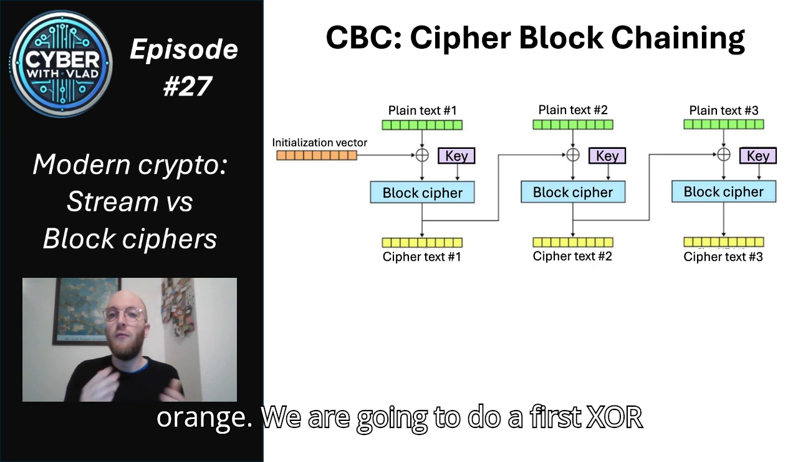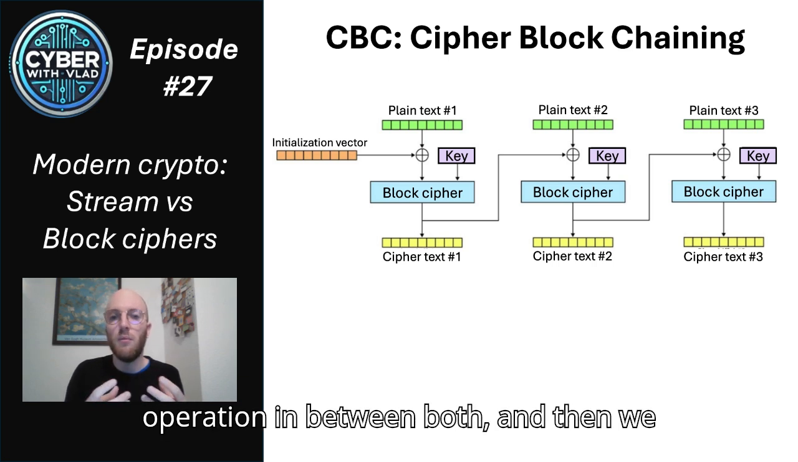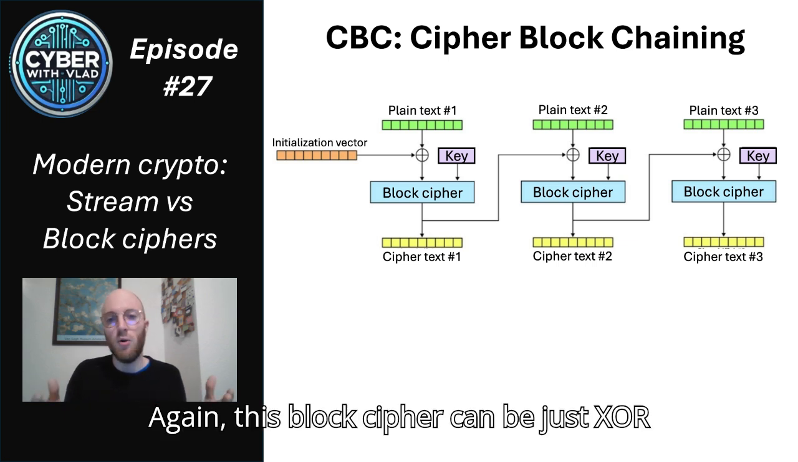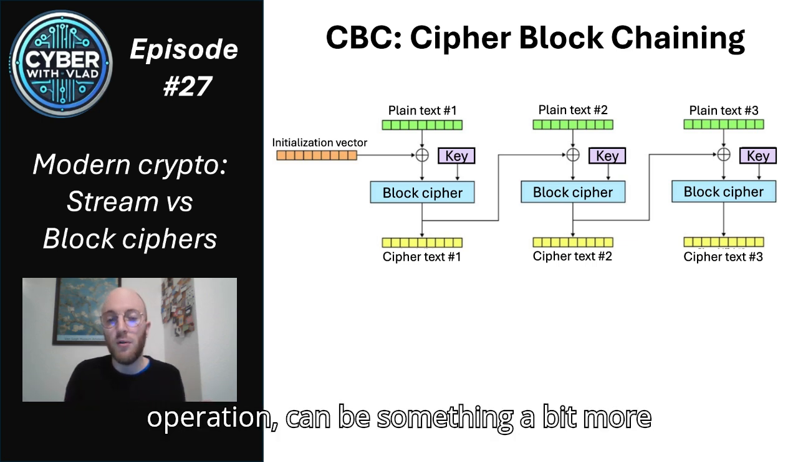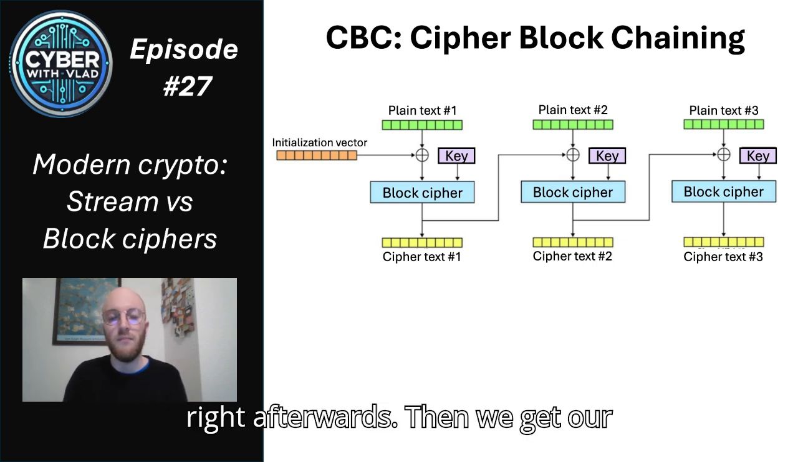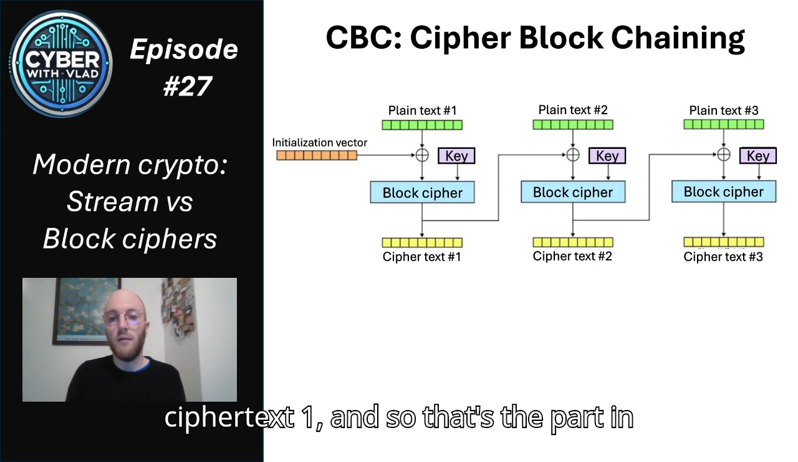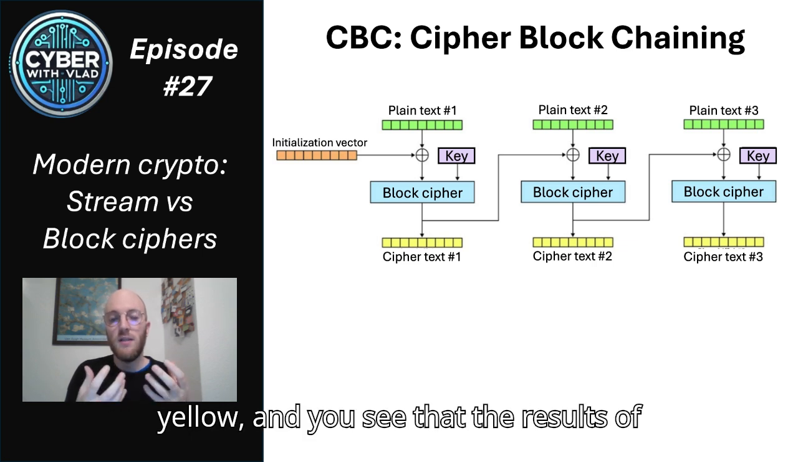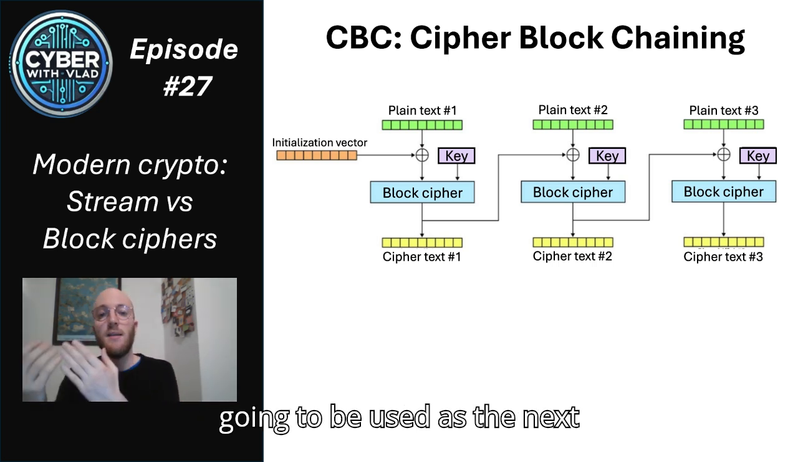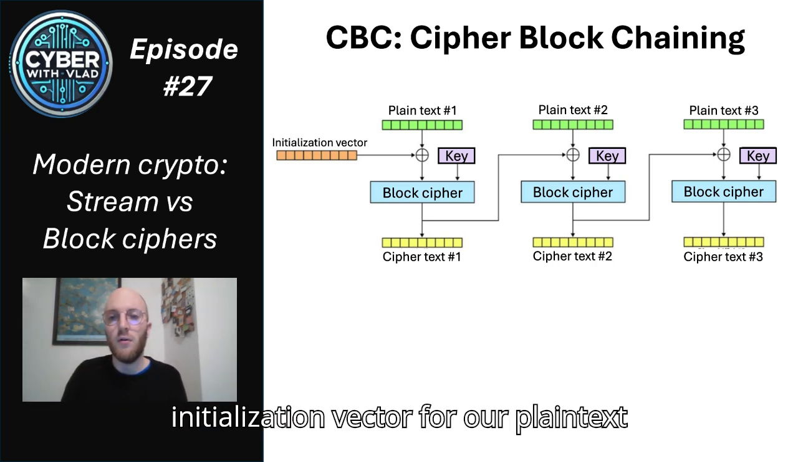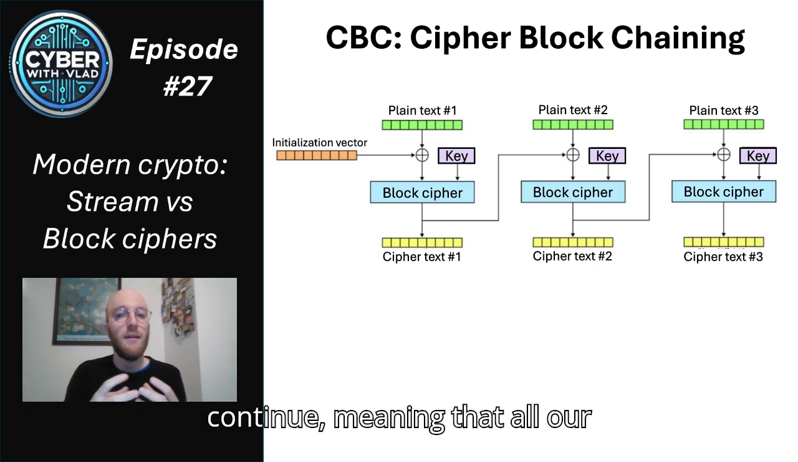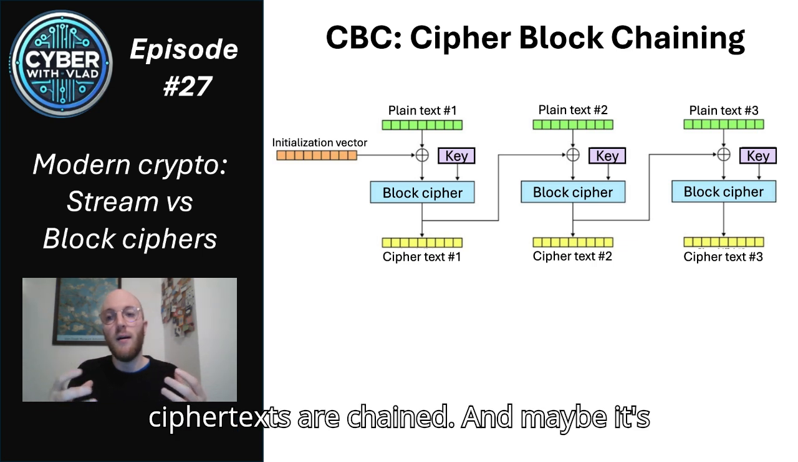We are going to do a first XOR operation in between both, and then we are going to apply the block cipher. Again, this block cipher can be just a XOR operation, or can be something a bit more complex, and I have examples of that right afterwards. Then we get our ciphertext one, the part in yellow, and this ciphertext one is going to be used as the next initialization vector for our plain text number two. And we continue, meaning that all our ciphertext blocks are chained.